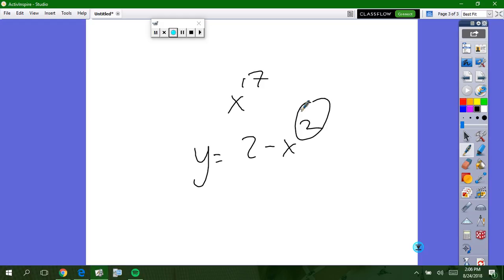Even number, even degree with a negative leading coefficient. Odd degree with a positive coefficient. Odd degree with a negative leading coefficient. Everybody with me there? Okay.